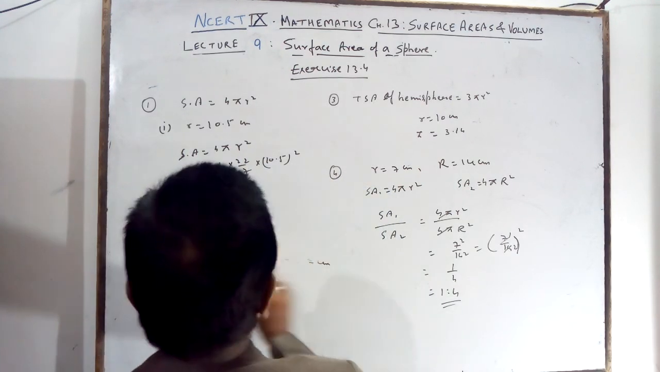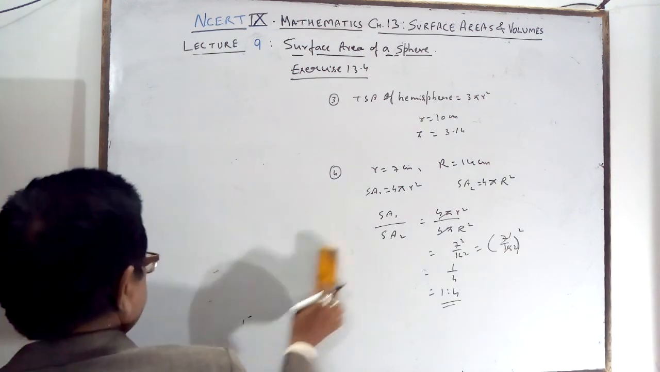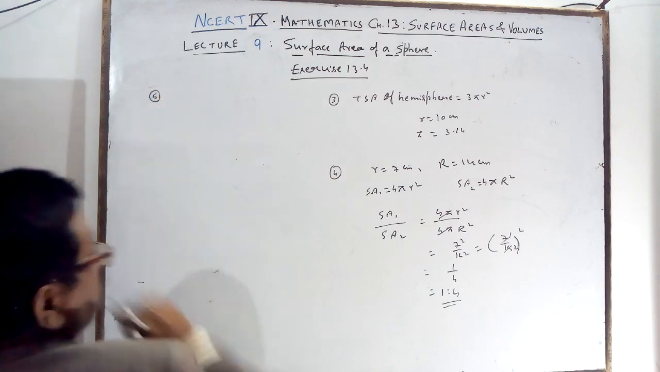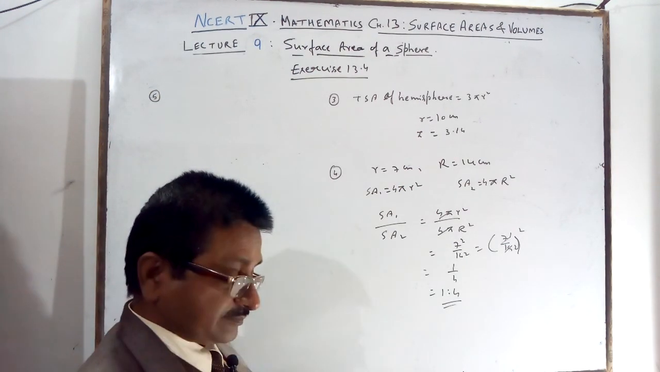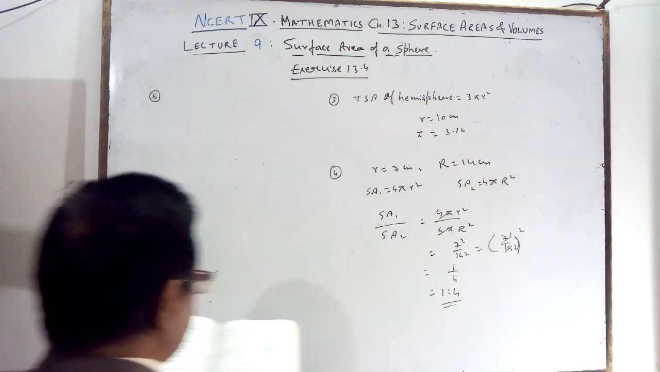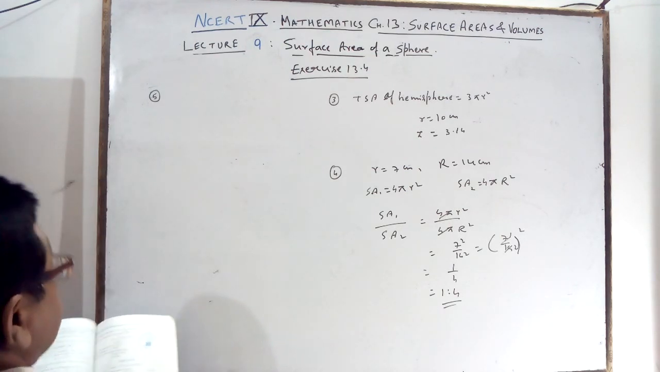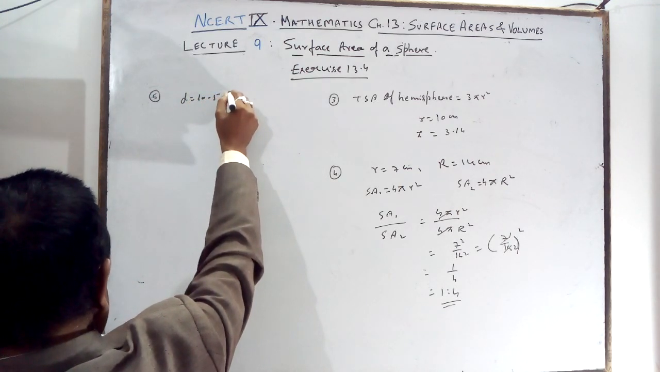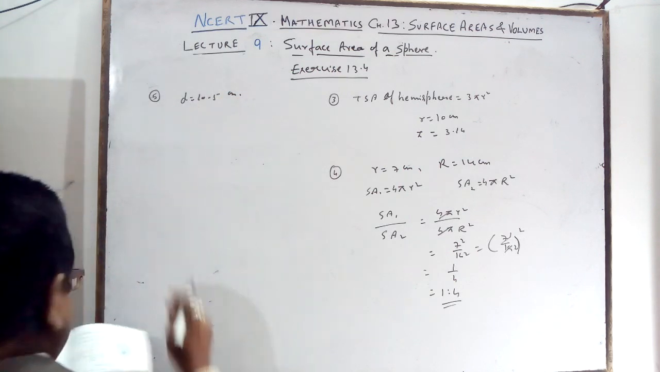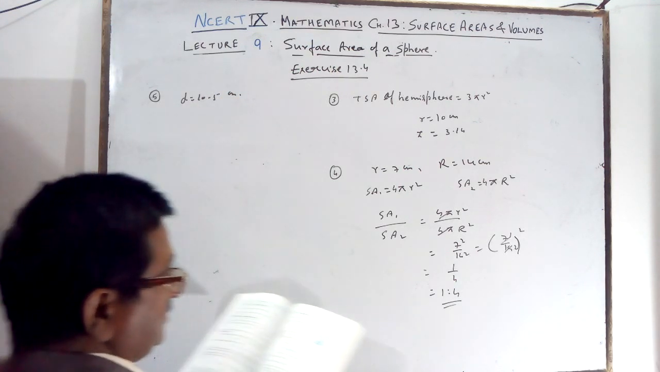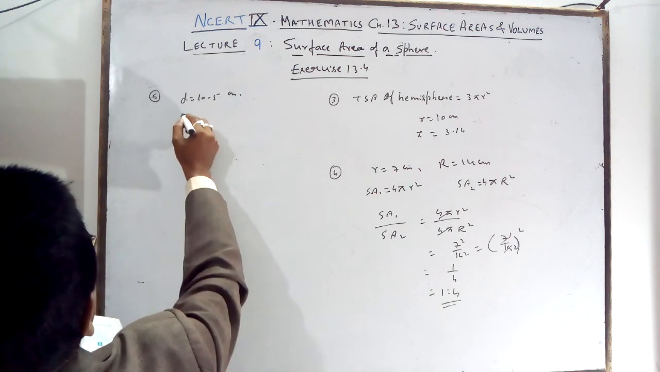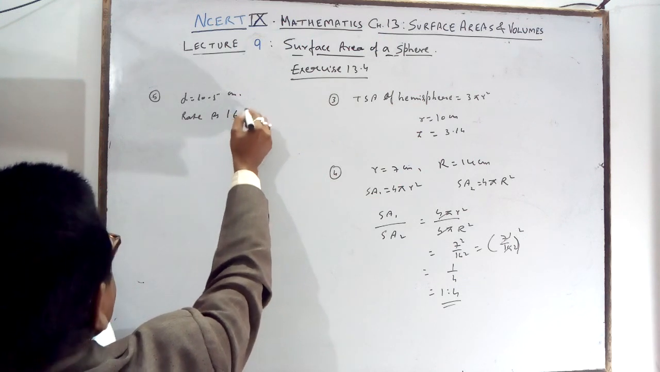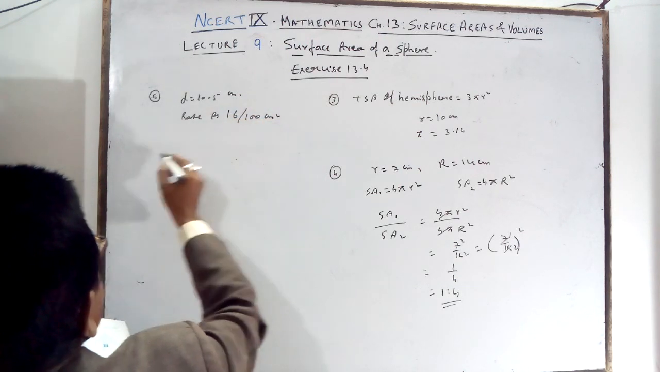Directly you can get. Question number 5 is given here. What is given in question number 5? A hemispherical bowl made of brass of inner diameter 10.5 centimeter. Find the cost of tin plating it on the inside at the rate of rupees 16 per 100 centimeter square.